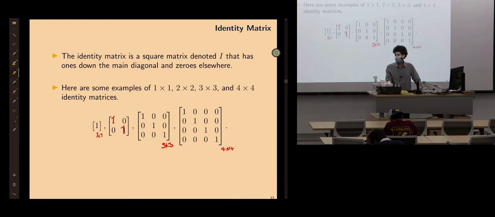Do you want me to write down 5 by 5? No? You're already tired of it. So that's the idea. Whatever the size, fill in the diagonals with 1s, and then 0s everywhere else.